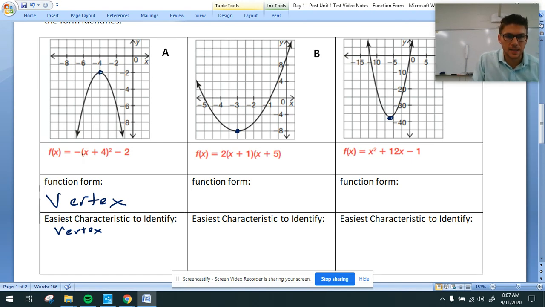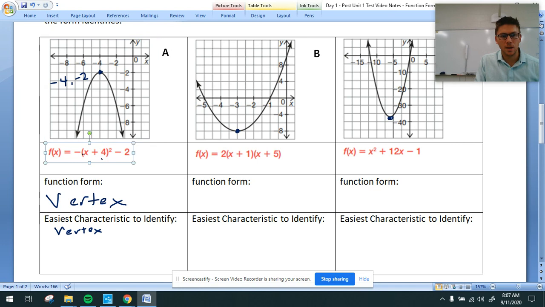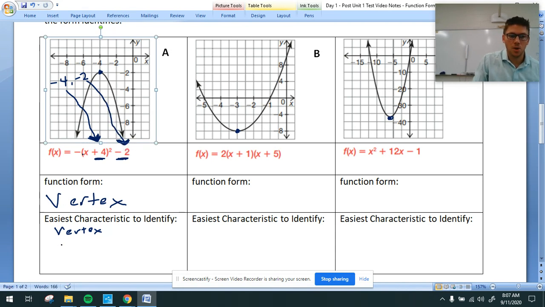So this vertex has the coordinate -4, -2. And look at our equation: +4, -2. Okay, so we can kind of see that relationship, what's happening here. It looks like the x coordinate of the vertex comes from this value right here, but it's the opposite of it. And then the y value of the vertex comes from this one right here, but that one stays the same. So -4, -2, we can see the vertex from vertex form just by looking at our equation.